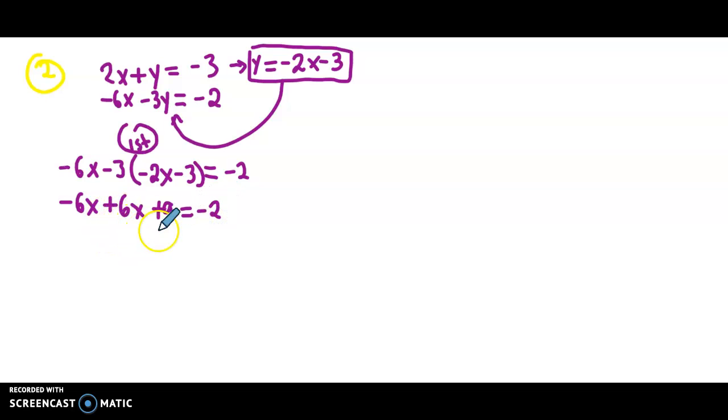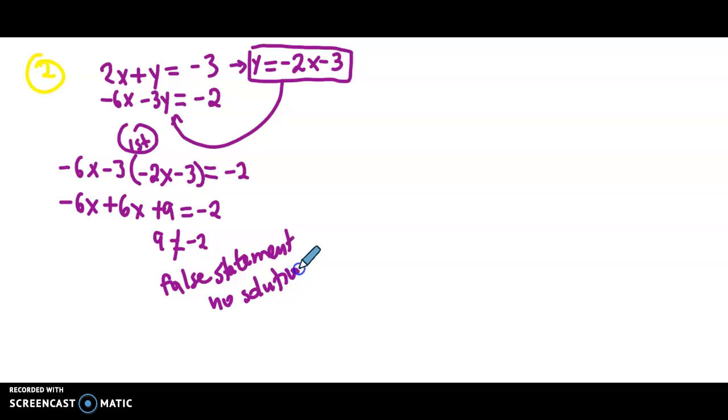And now after you do the work here and you try to put x's together, you see something weird. 9 equals negative 2, which is never correct. So you're getting a false statement. So a false statement tells you no solution, which means you would have parallel lines if you really graph them.